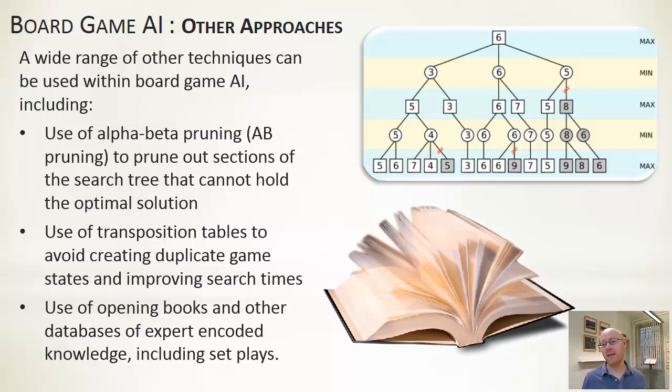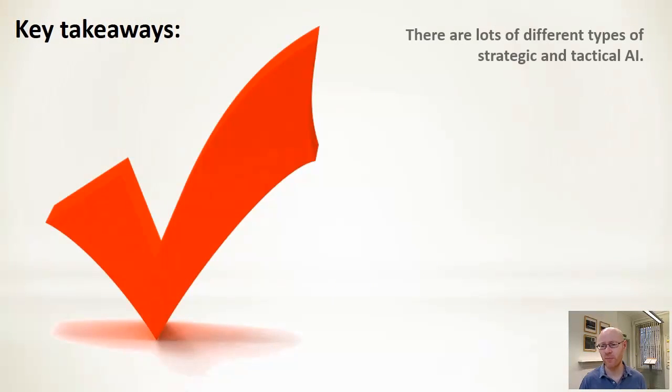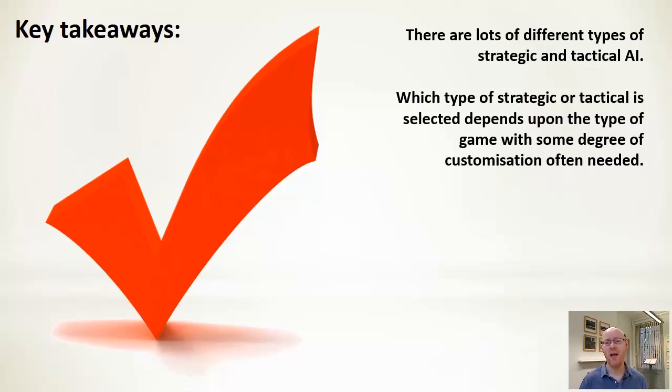Key takeaways then: there are loads and loads of different forms of strategic and tactical AI. We're only touching the surface. One example form of strategic, one example form of tactical, and a bit about board game AI. Obviously, which approach is right if you have a game that requires this does depend on a degree of tailoring and selection based upon the game you have at hand.